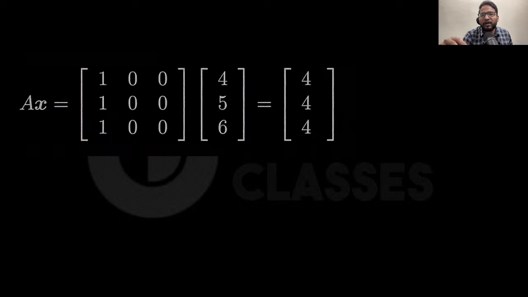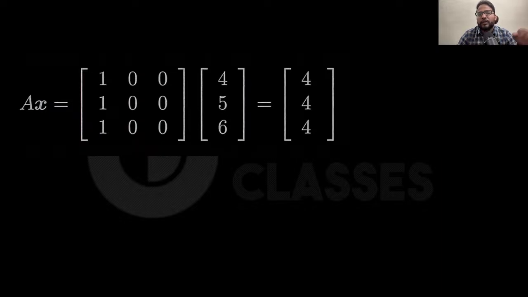Suppose I ask you to multiply this matrix and this vector, it means four times this, five times this, six times this, but these vectors are zero. That's why you will be getting 4 4 4. I'm just giving you some examples so that you are more comfortable with multiplying a matrix and vectors.